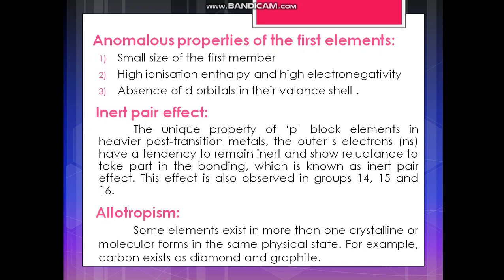We have seen that the ionization value and the electronegativity value decrease down the group. Absence of d orbitals in their valence shell also makes them different from the rest of the elements. The first member of group 13, boron, is a metalloid, while other elements are reactive metals. Also, boron shows a diagonal relationship with silicon of group 14.